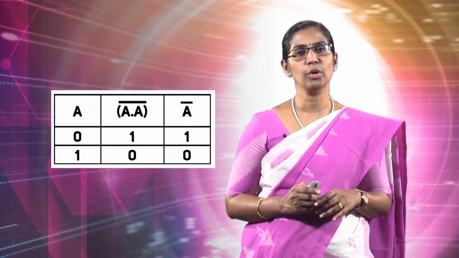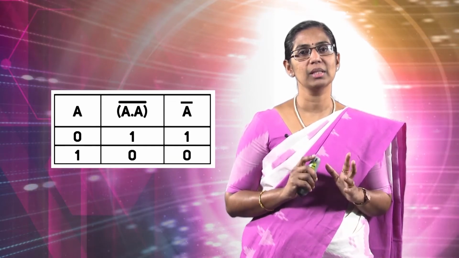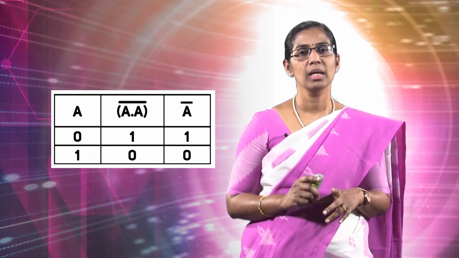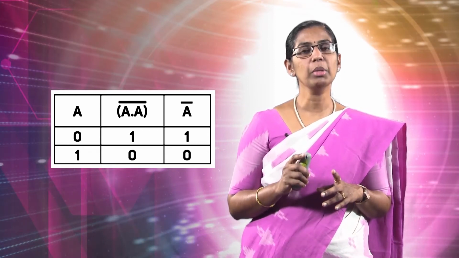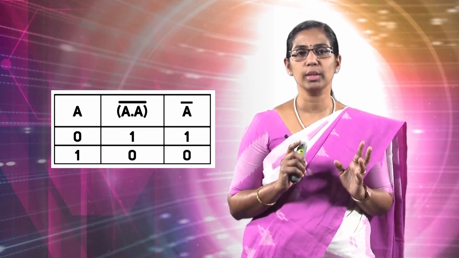A equal to 0, then (A dot A) whole complement is equal to 1. So, we get A complement is equal to 1. Then A equal to 1, here (A dot A) whole complement equals 0 and A complement is also equal to 0.